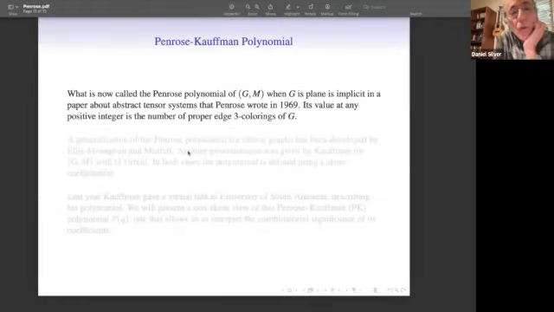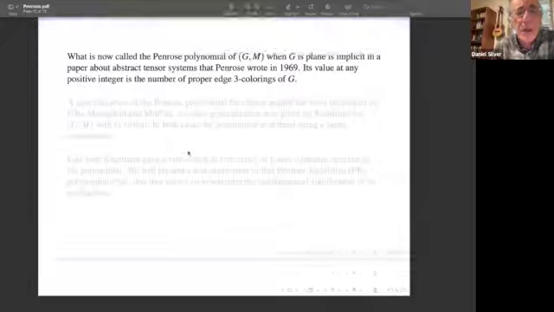So what we now call the Penrose polynomial is interesting. It really is implicitly defined in a paper about abstract tensor systems that Penrose wrote in '69. And the point is that its value at 3 is the number of proper 3-edge colorings of G. That's what Penrose wanted. He was hoping to find a proof of the four-color theorem. And of course, this was before the four-color theorem was finally settled.